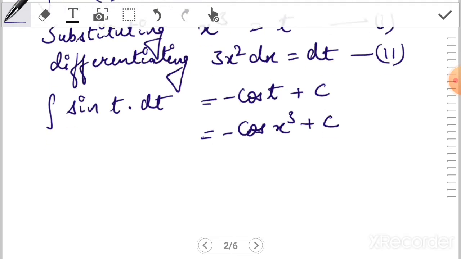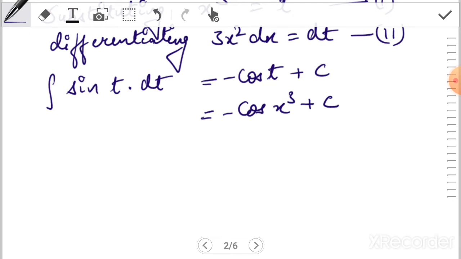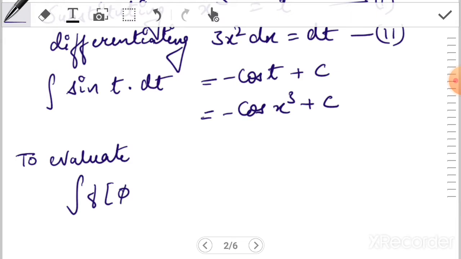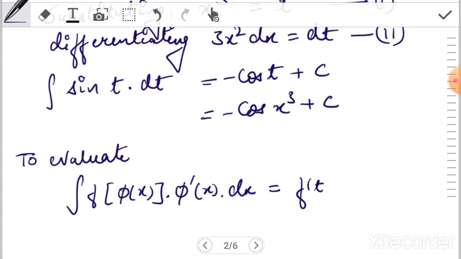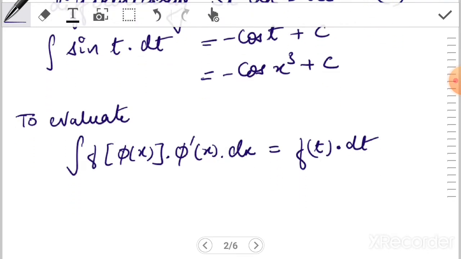So this means the general form of integration by substitution is to evaluate integral f of phi(x) phi dash(x) dx is equal to integral f(t) dt, where t is equal to phi of x.